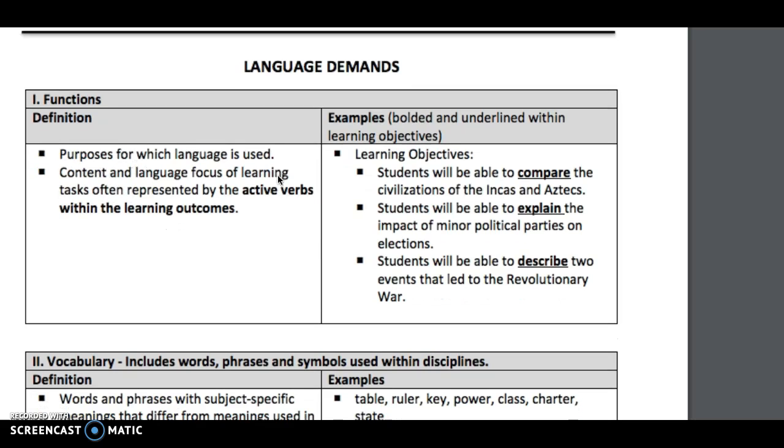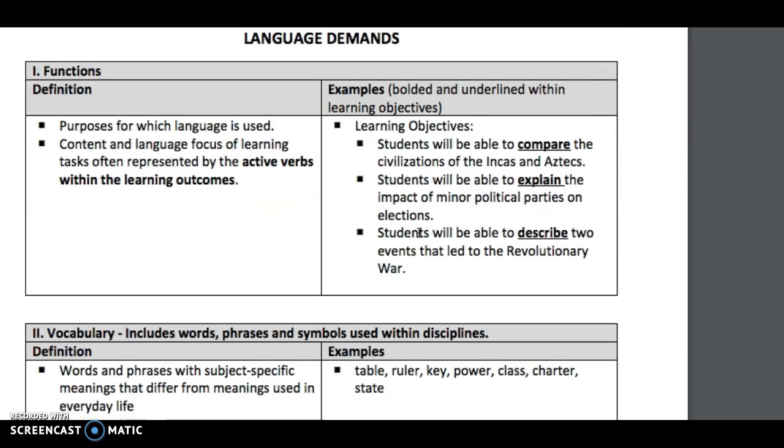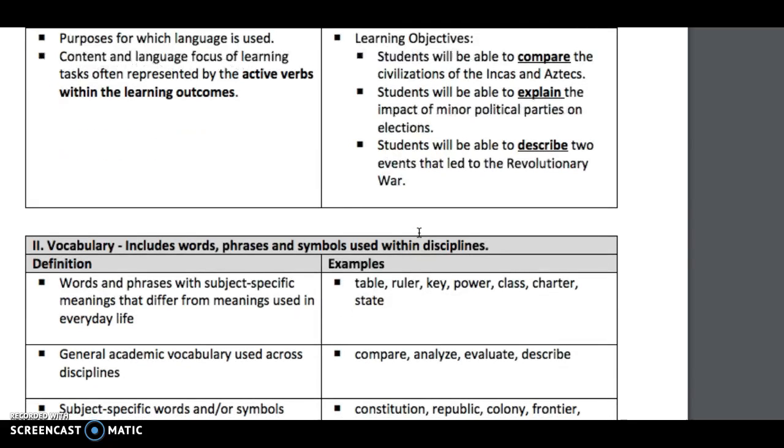The EdTPA actually breaks down academic language into 4 main categories or language demands. The first one is language functions. These are all the active verbs within the learning outcomes, or the learning objectives. For example, students will be able to explain the impact of minor political parties on elections. That word explain would be your active verb and your language function, and the objective is that students want to be able to learn and explain the impact of minor political parties.